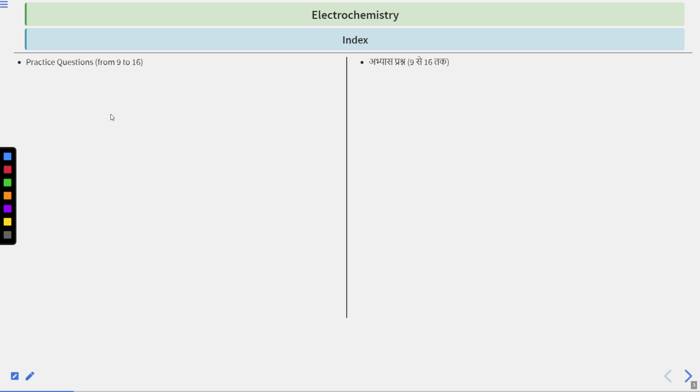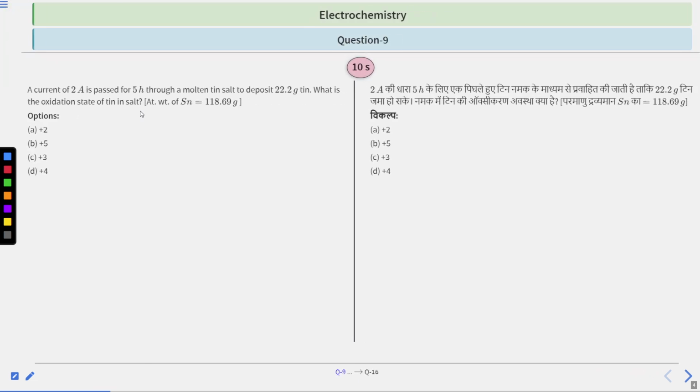This is the index slide, and we are going to see practice questions from question number 9 to question number 60, one by one. Let's start with question number 9.